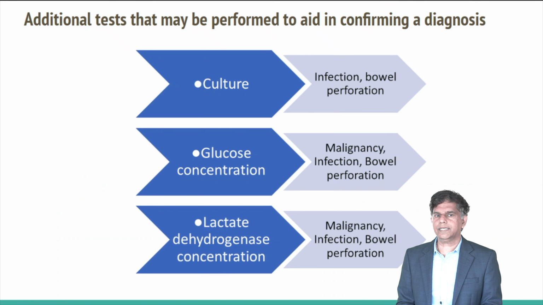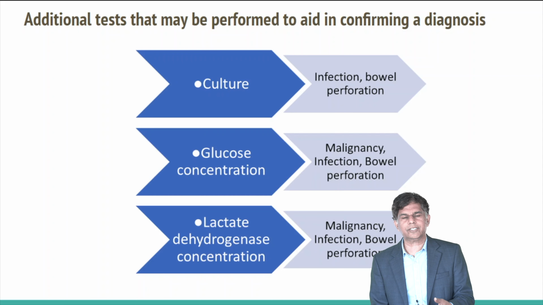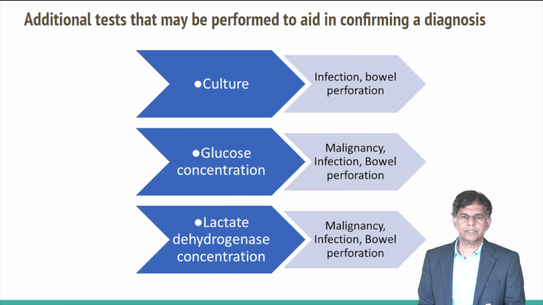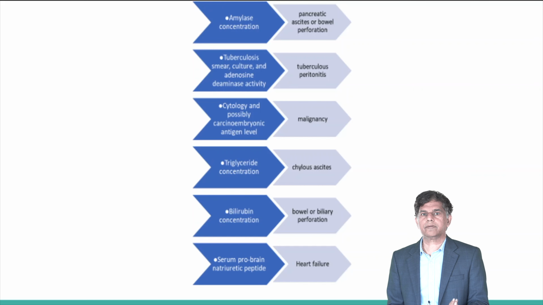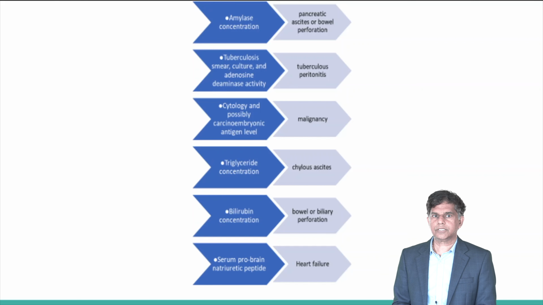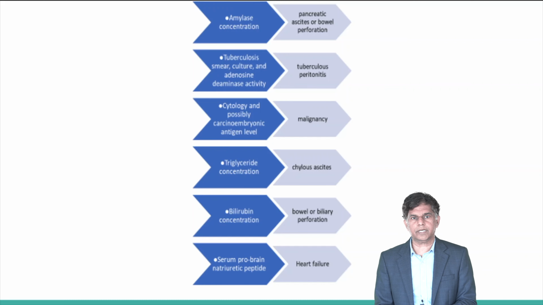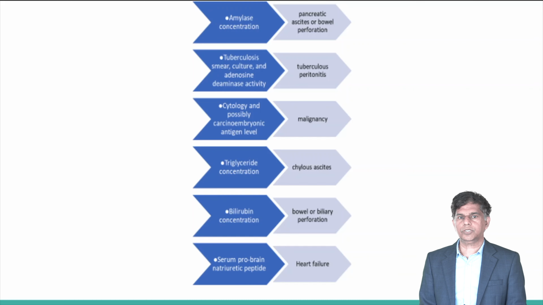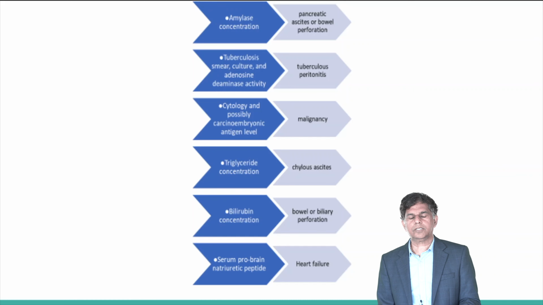Okay. So additional tests: if there's an infection, you can do the culture. Bowel perforation, glucose concentration; malignancy, infection, LDH. Amylase concentration in pancreatic ascites or bowel perforation. Tuberculous smear culture and adenosine deaminase activity if you're suspecting tuberculous peritonitis. Cytology, possibly carcinoembryonic antigen level in malignancy, and then triglyceride concentration in chylous ascites, and bilirubin concentration in bowel or biliary perforation, or serum protein. I mean, you can do BNP in heart failure.